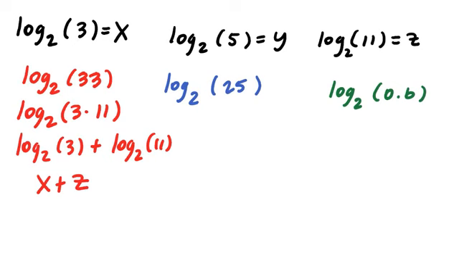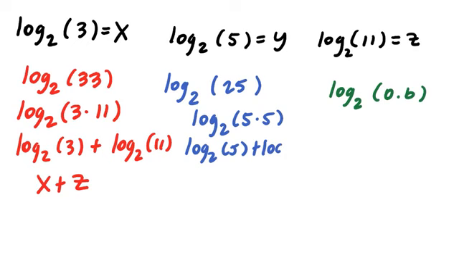Okay. Log base 2 of 25, well that's 5 times 5, which is going to be log base 2 of 5 plus log base 2 of 5, which is going to be y plus y, or 2y. Now you could have also said that 25 is 5 to the 2, and then use the exponent property where you swing that exponent around the front and say it was 2 times the log of 5, which would be 2y. You're going to get the same thing no matter how you approach it.